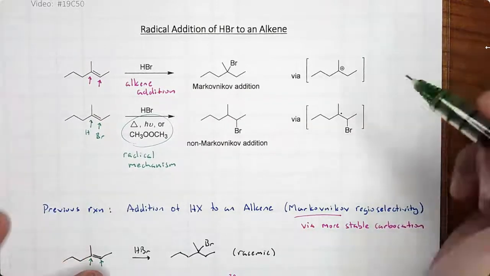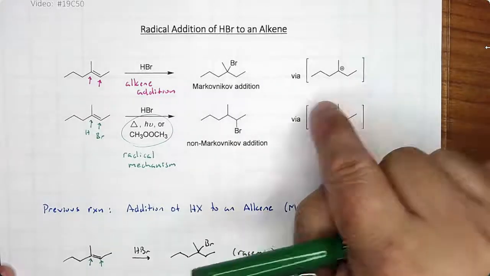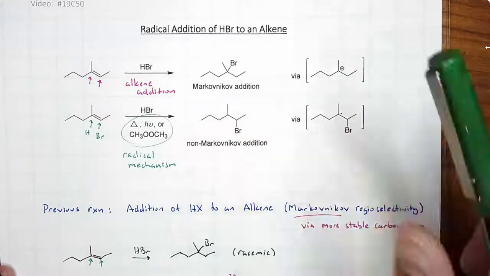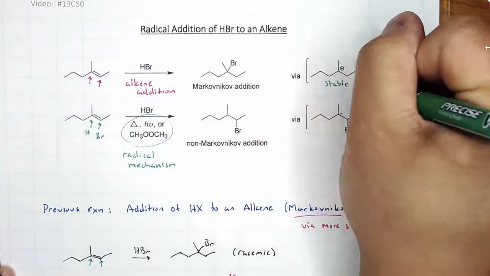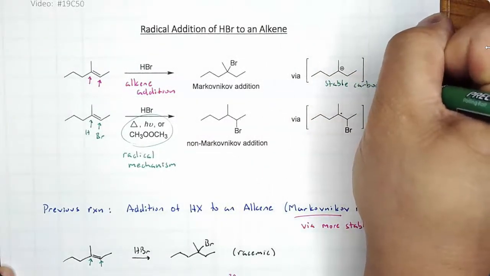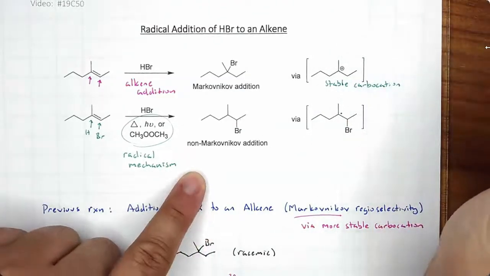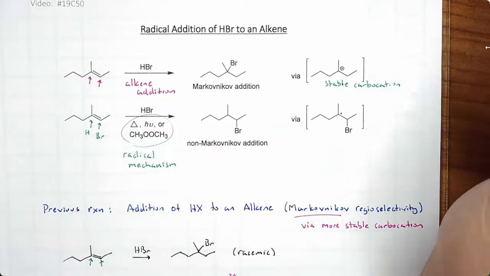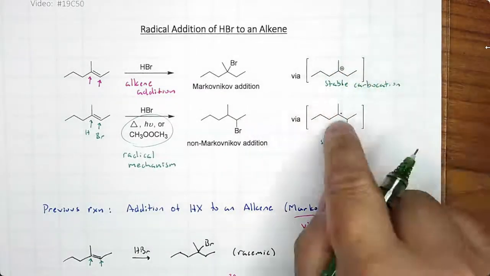I actually put the main intermediates on the right, and we saw that for the Markovnikov addition you go through the more stable carbocation, and for the non-Markovnikov addition we're going through the more stable radical, and that will pick up the hydrogen.